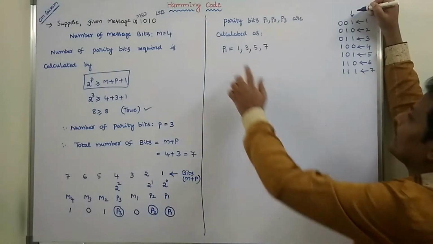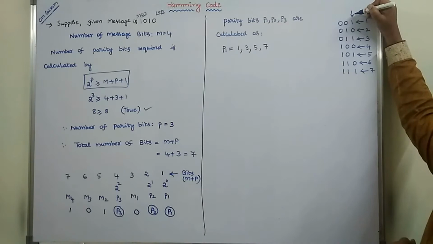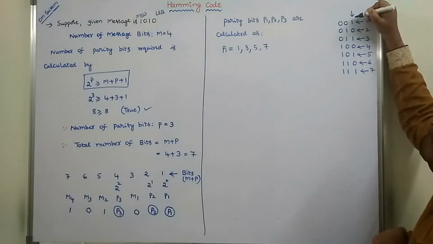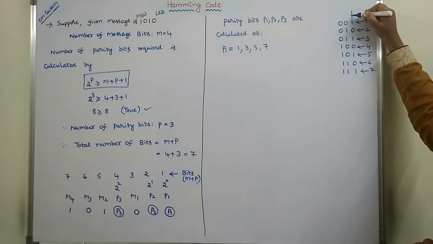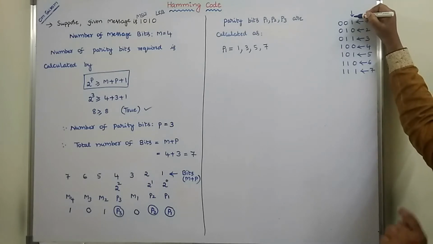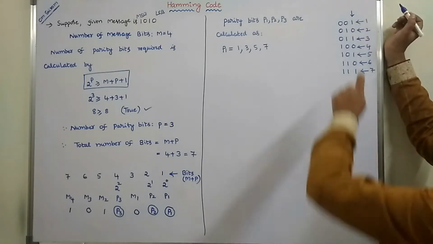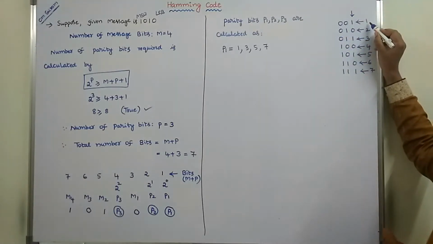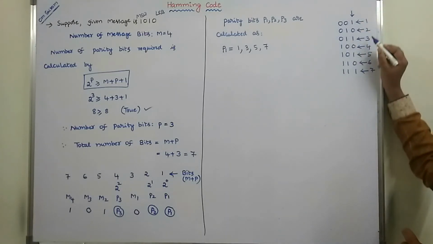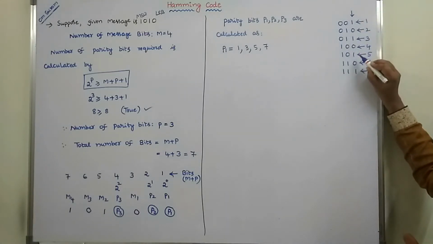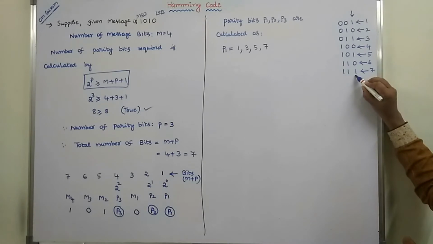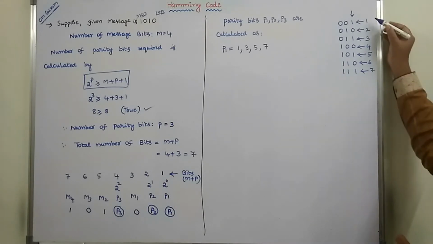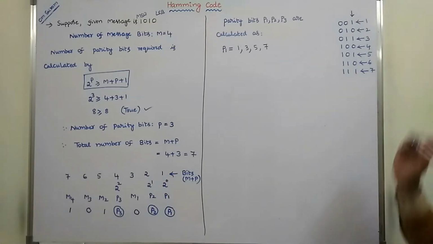While calculating the P1 value, we have to consider the LSB position column. In that LSB position column, where the 1 is there. Here 1 is there in this position, 1 is there in this position, 1 is there in this position, 1 is there in this position: 1, 3, 5, 7. Okay.